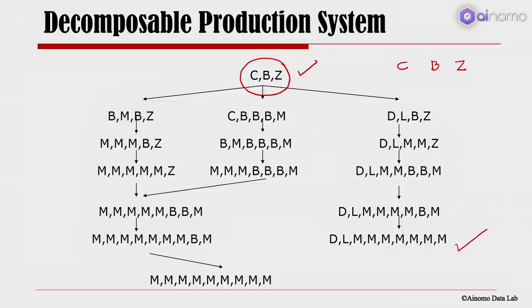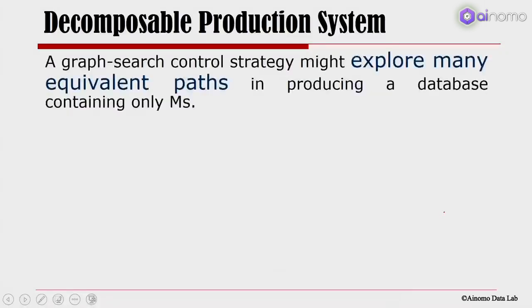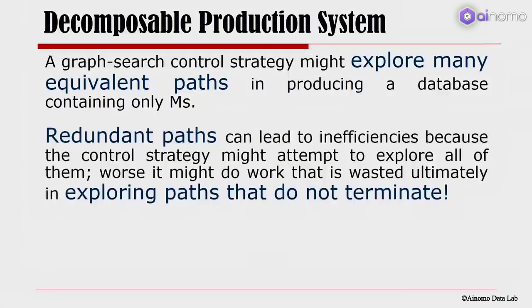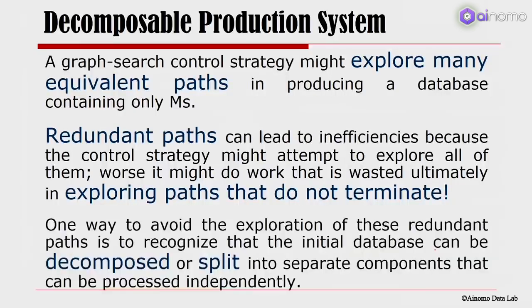This is because of the problems that I get when I look at it as one single unit, as highlighted here. So when a graph search control explores many equivalent paths in producing a database containing only M's, redundant paths can lead to inefficiencies, because the control strategy might attempt to explore all of them and also explore paths that do not terminate.